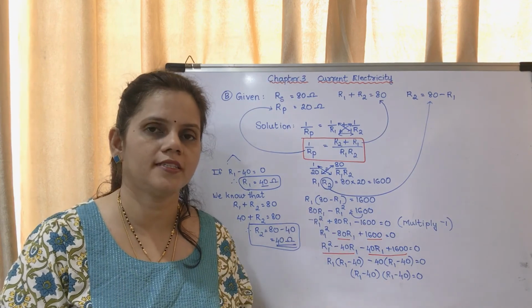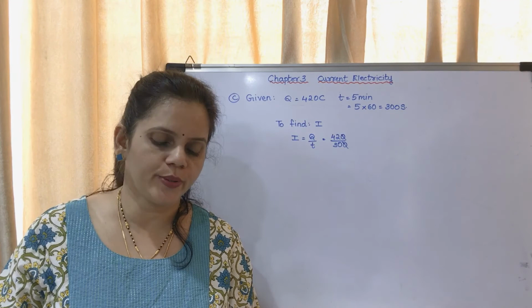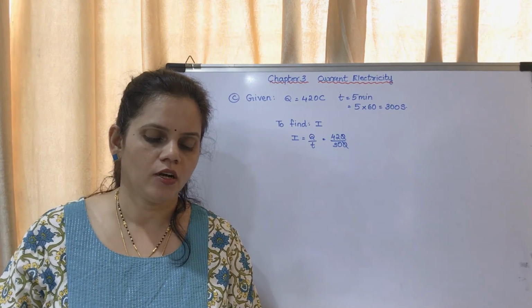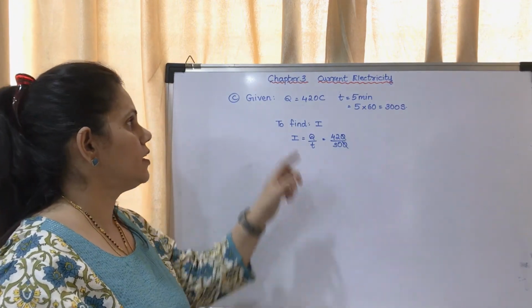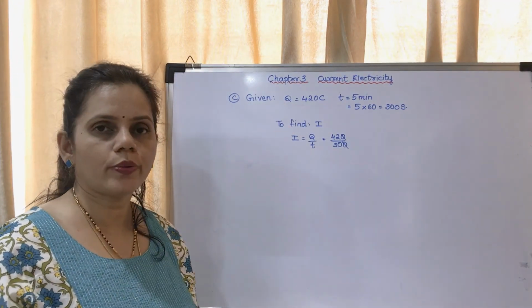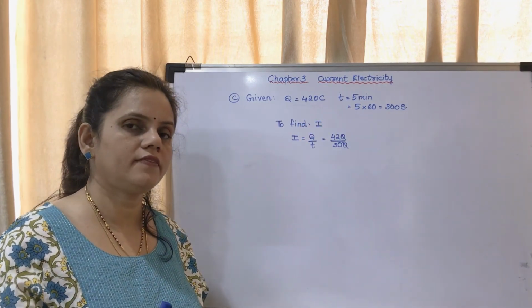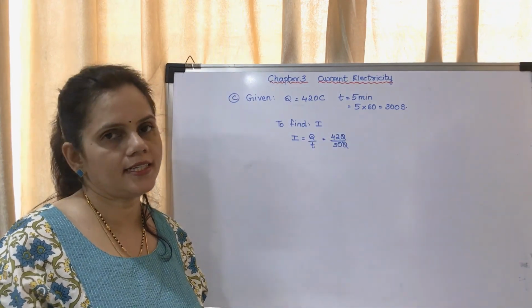Now you may copy this in your notebook. Now the last question. If a charge of 420 coulomb flows through a conducting wire in 5 minutes, what is the value of the current? They have given the charge as 420 coulomb and the time as 5 minutes, that we have to convert into seconds. So 5 into 60, that is 300 seconds.